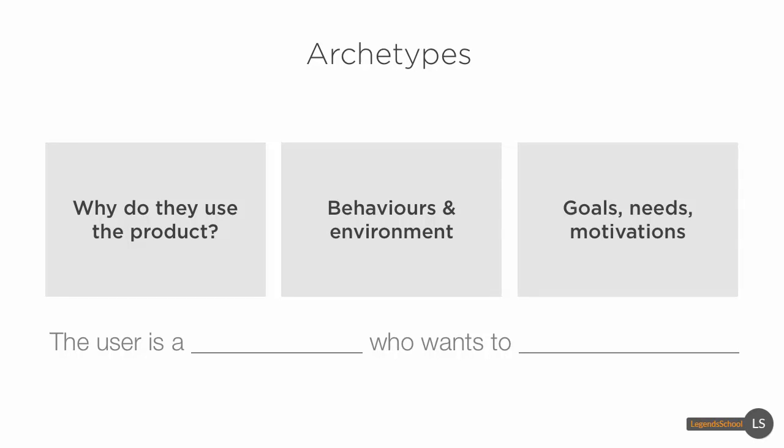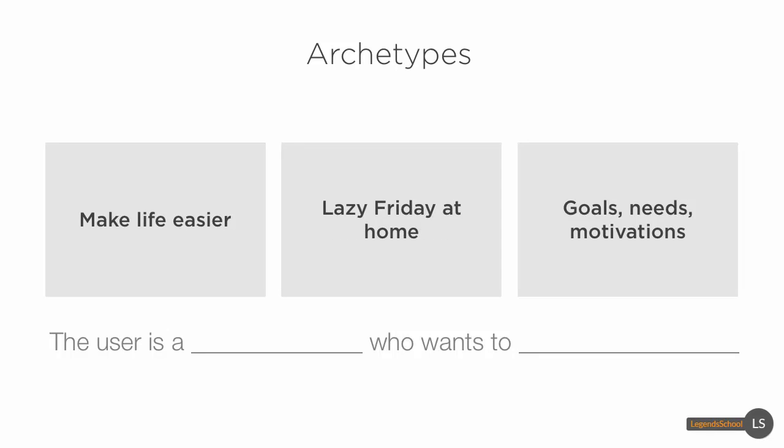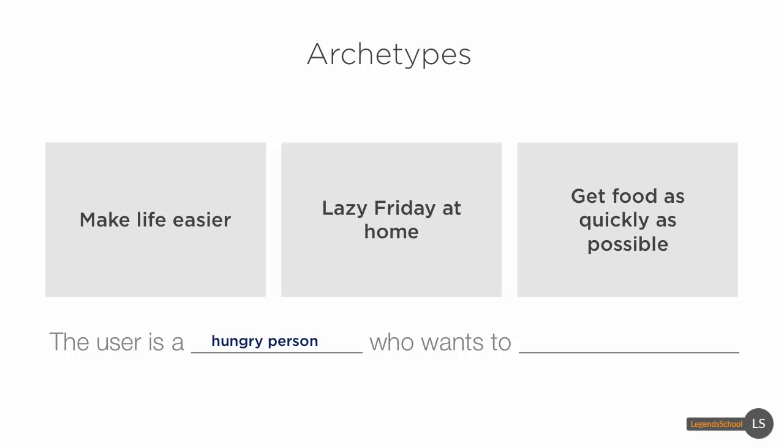For example, to distill down all my observations about why they would use the product, an example could be to make their life easier. The behaviors and environments could be summarized as a lazy Friday at home. The goals, needs, and motivations I'd summarize as get me food as quickly as possible. And as for all the people I observed, I distilled them into this archetype statement that the user is a hungry person who wants to order pizza with very little effort.